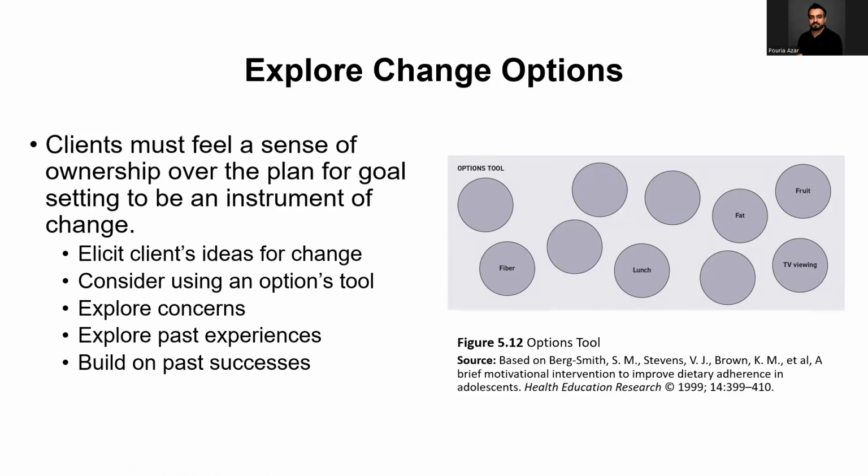There is a tool called option tools. By utilizing option tools, clients feel a sense of ownership over the plan for goal setting. So instead of dictating goals to clients, we can use option tools. So they can choose their own goals by using the tool, which we see on the right side of the slide.